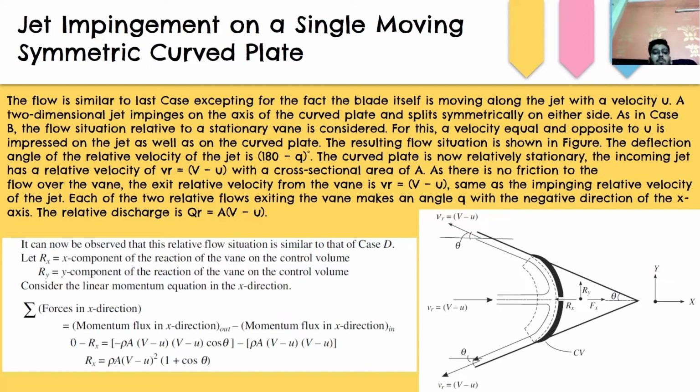Now this is also similar: momentum flux in direction x at the outlet minus momentum flux in direction x at the inlet. Now Rx is equal to rho A times the relative velocity squared into 1 plus cos theta.